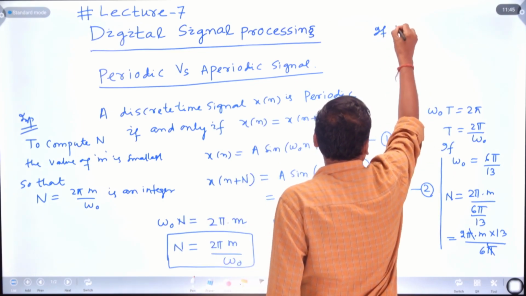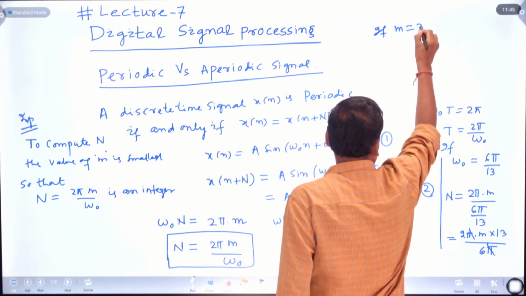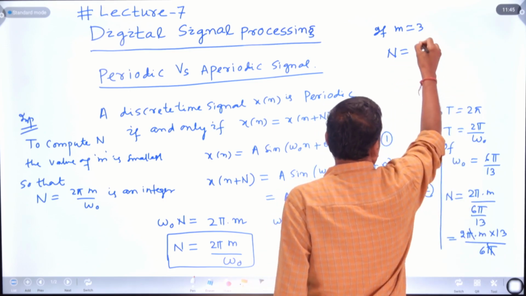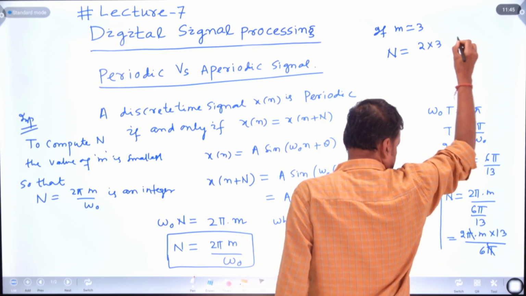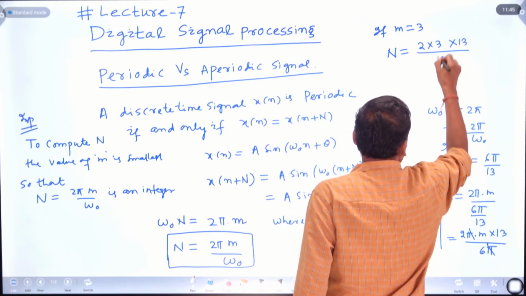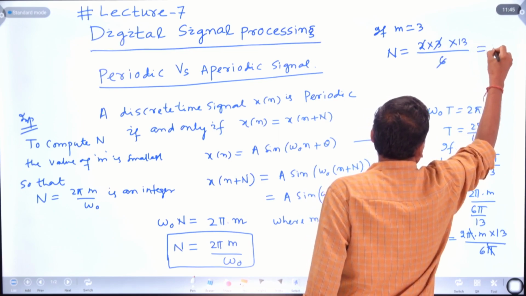If m equal to 3, N must be equal to how much? That is 2 into 3 into 13 divided by 6. That will be cancelled out, and the value of N equal to 13.